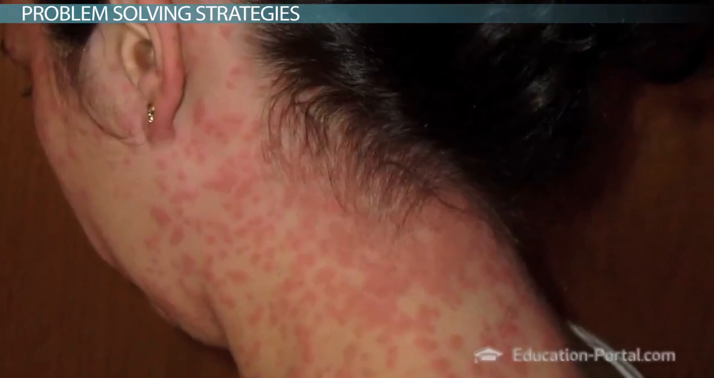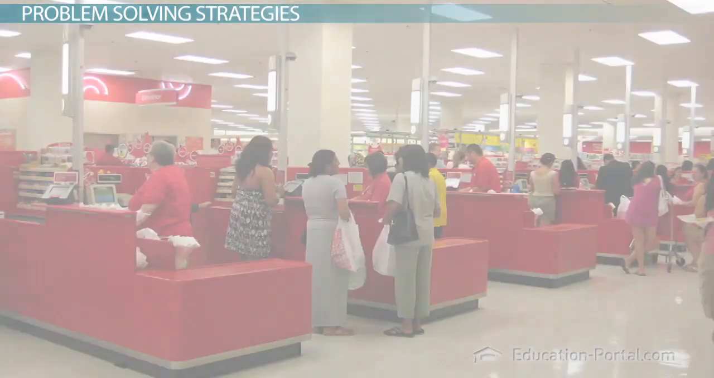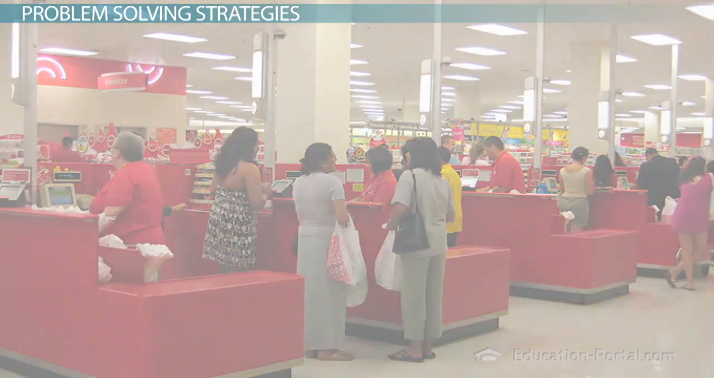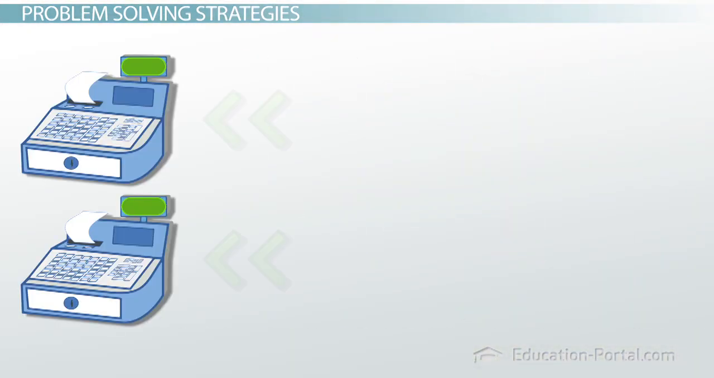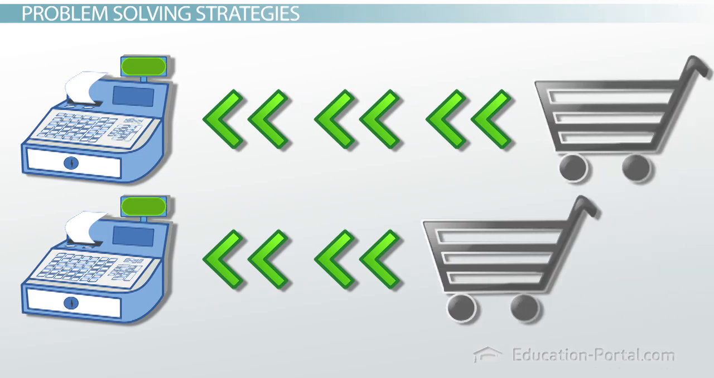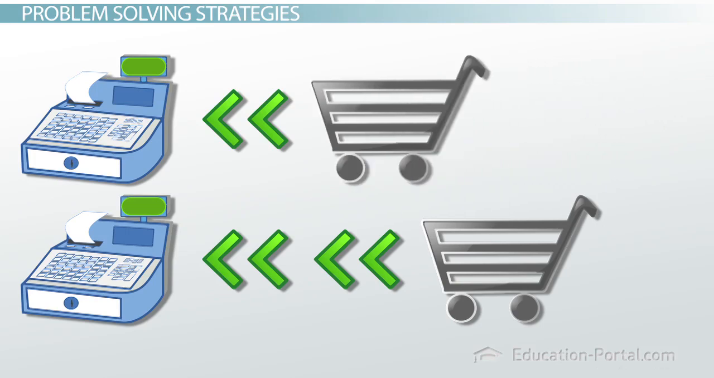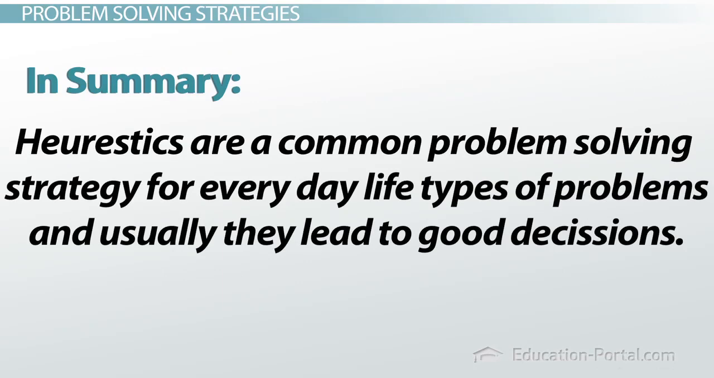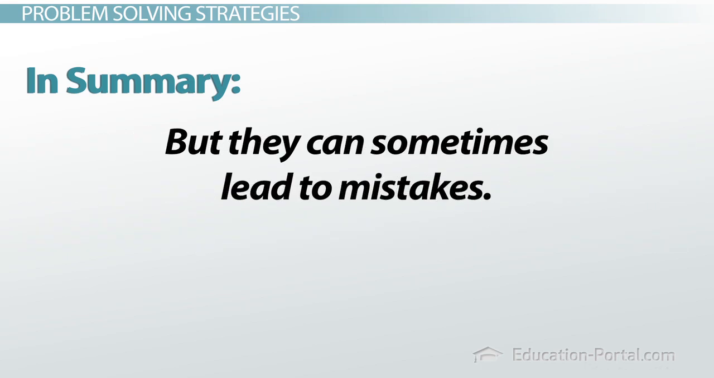Another example of a heuristic is shorter lines will move faster. Once you select the item you want to purchase at the store, you head over to the cash registers. You pick the line with the fewest number of people, assuming it will move the fastest. While normally this strategy would work, you might get behind someone who needs to do a price check, or a cashier who is new to the job and doesn't know how to use the register. So in summary, heuristics are a common problem-solving strategy for everyday life types of problems, and usually they lead to good decisions, but they can sometimes lead to mistakes.